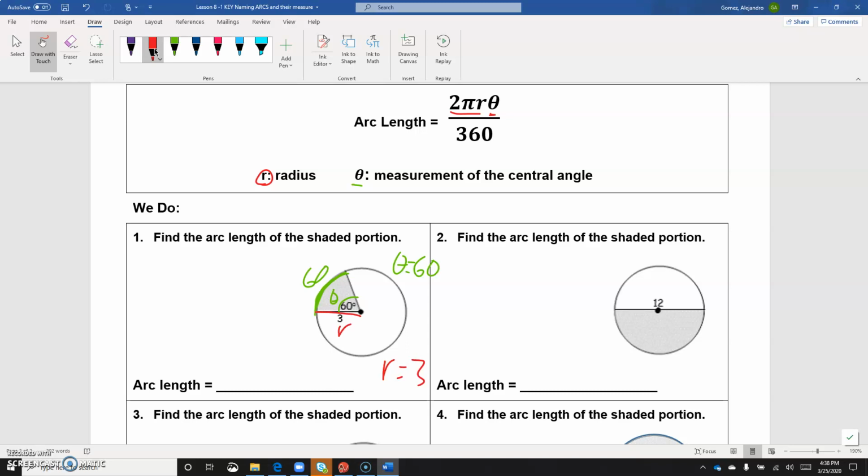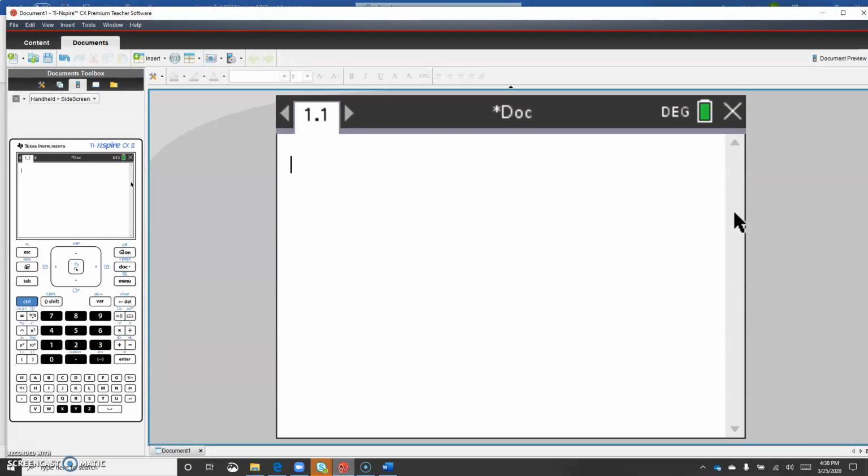So let's go ahead and plug it into our formula. So we're going to do 2 times pi times the radius times theta, all divided by 360. Now, we're going to be leaving things in terms of pi, so I'm going to go ahead and pull out this calculator. Now, remember, you can get this calculator software for free. If your teacher hasn't shared the link, then go ahead and message them or look at your Google Classroom because the link should be somewhere.